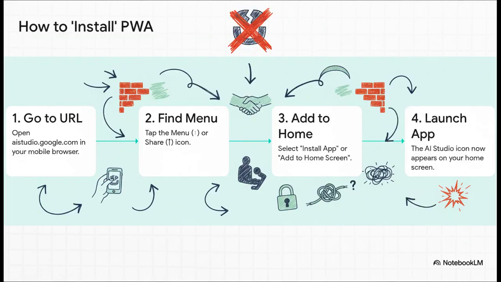And this right here, this is the whole reason people are so confused. It's not discoverable, there's no giant download button. You have to already know to go to the website, then you have to know to dig into your browser's menu, and then find the install or add to home screen option. It's just clunky, and it's totally hidden if you don't know what you're looking for.